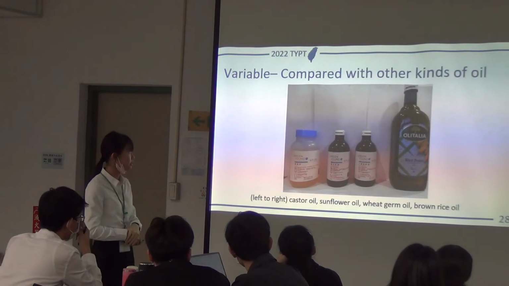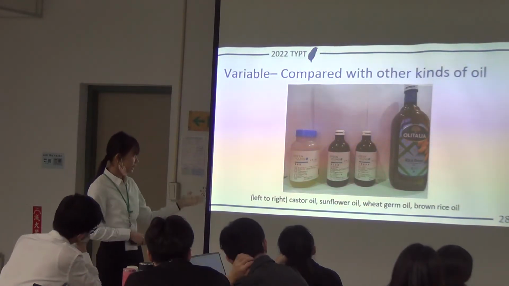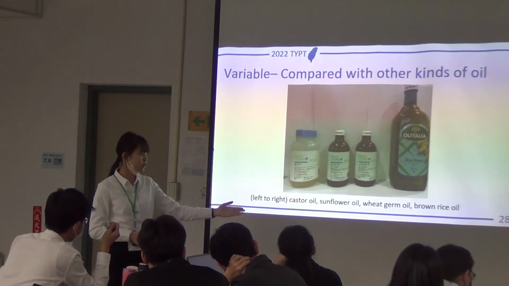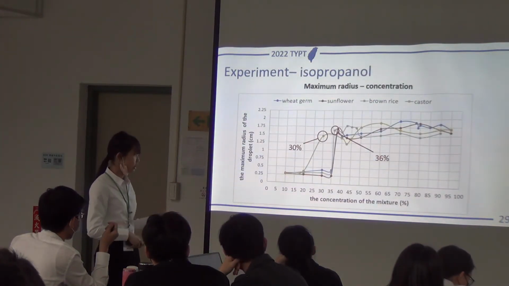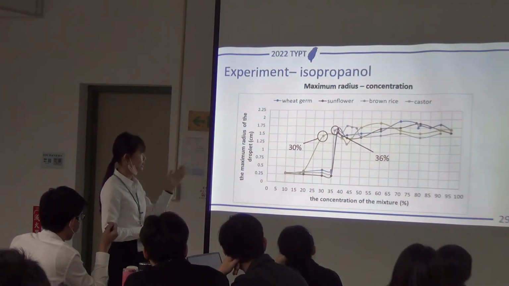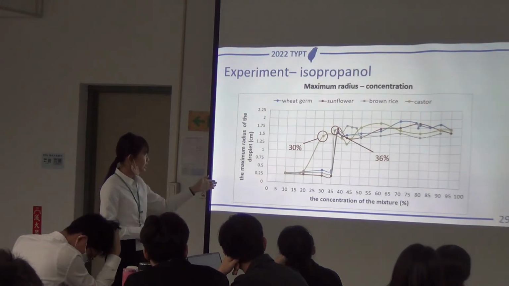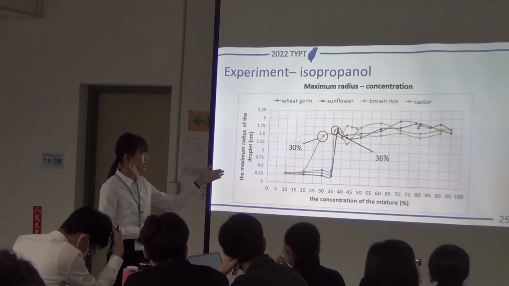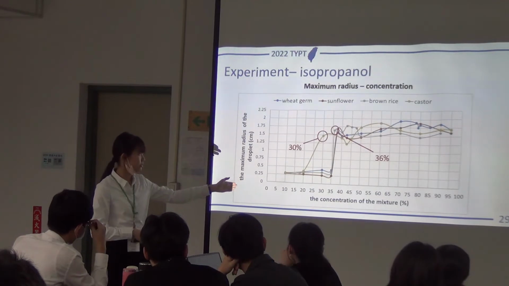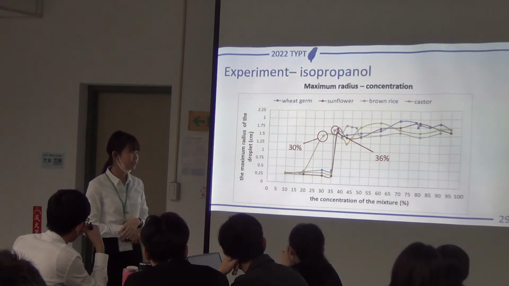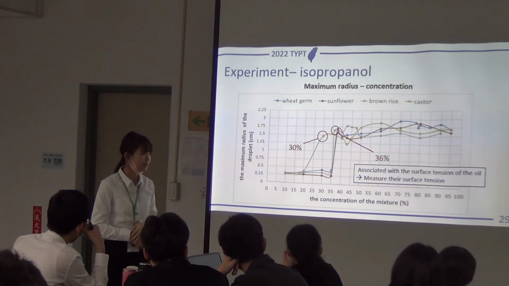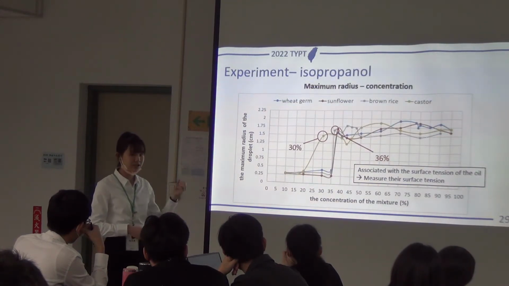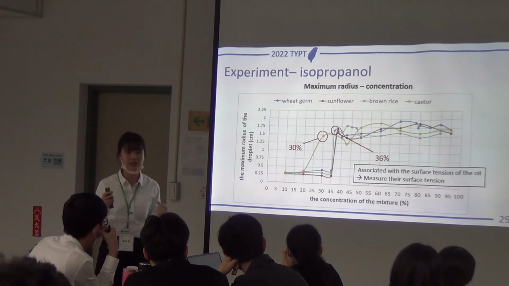And we got another variable, the type of oil. We have castor oil, sunflower oil, Fortune oil, and brown rice oil. And this is the maximum radius of all kinds of oil under different concentrations of isopropanol. As you can see, for the different kinds of oil, it climbs sharply at different concentrations. And we guess the results are associated with the surface tension, so we measure the surface tension. But what's the connection between the surface tension and the climbing concentration?